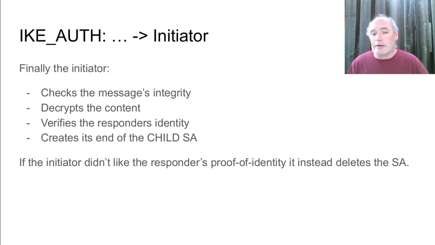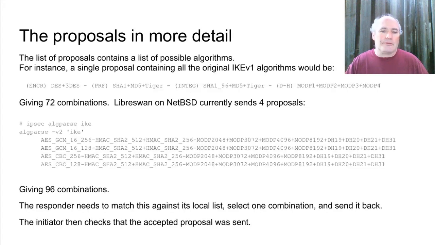Finally, the initiator checks again the secured packet, checks the responder's identity, and if it likes it, it continues on. If it doesn't like it, it should send what's called a secured delete exchange, but we can get away with not doing that, although you're not meant to. So let's have a look at one aspect of IKEv2. IKEv2 proposals are made a lot simpler than IKEv1. They flattened this data structure.